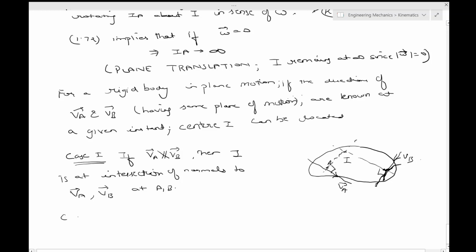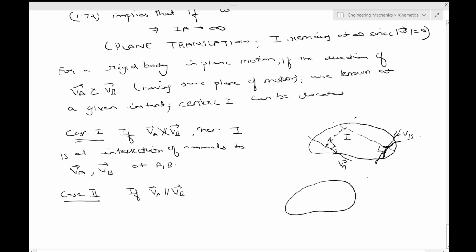If, let's say, VA is parallel to VB, say you have a situation which looks like this, you have the point A, then say you have the point B, both of them are parallel to each other, then I is at infinity, and this would mean that VA is equal to VB.